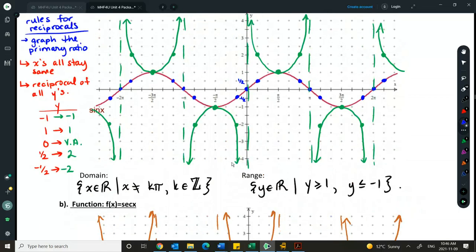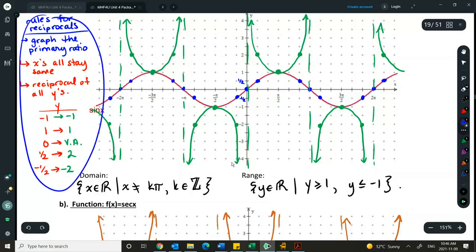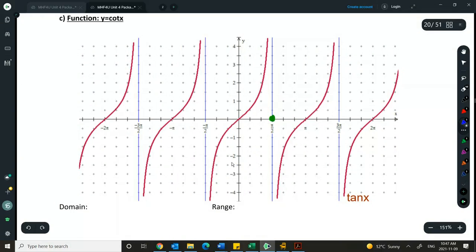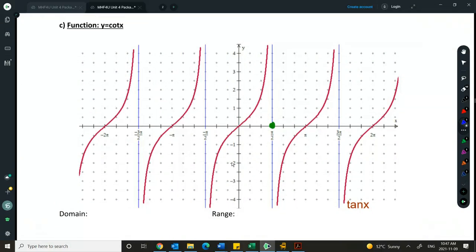Okay, so main rules here, these are the rules that you're going by. Graph the primary, keep the x's the same, reciprocal all of the y-coordinates. Okay? Ones and negative ones will stay the same. Zeros become vertical asymptotes. Halves and negative halves become twos and negative twos. Okay? Let's look at graphing cotangent.